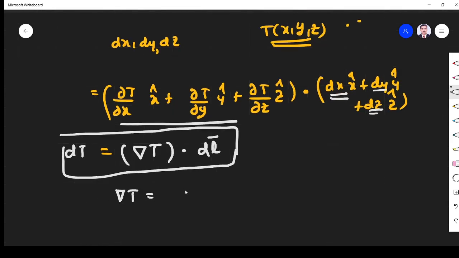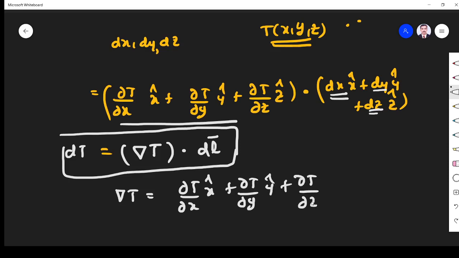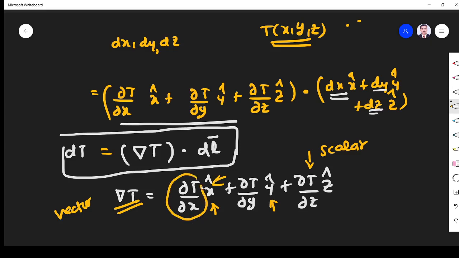So del T is a gradient that is given by dou T by dou x x vector, dou T by dou y y vector, dou T by dou z z vector. Here you see, we know temperature is a scalar quantity, but del T is a vector. Why? You see, we are having unit vectors. Dou T by dou x is nothing but the change of temperature along x direction, dou T by dou y along y direction. So direction comes into picture. So del T is a vector, T is a scalar.